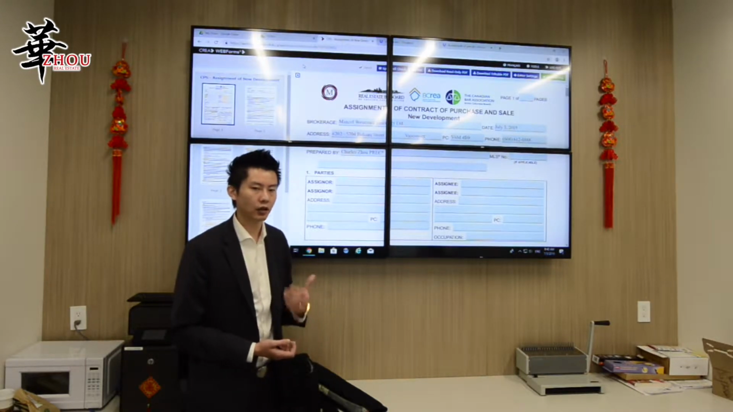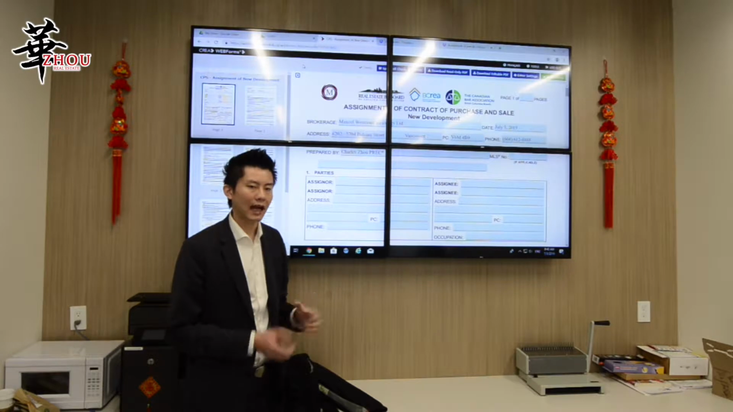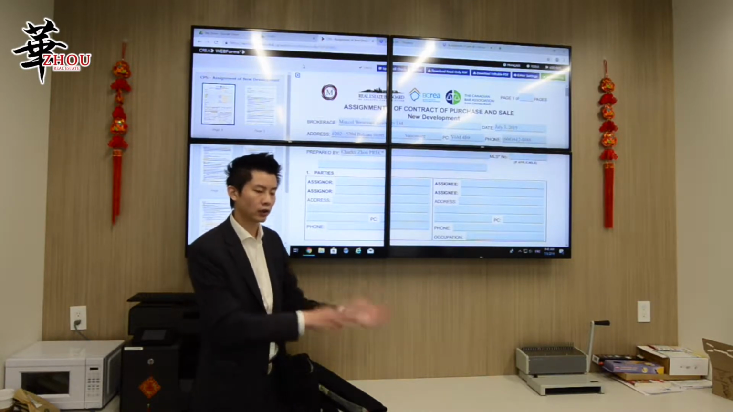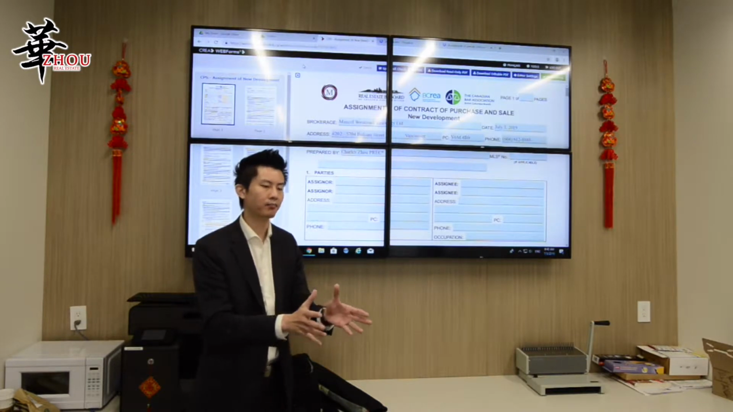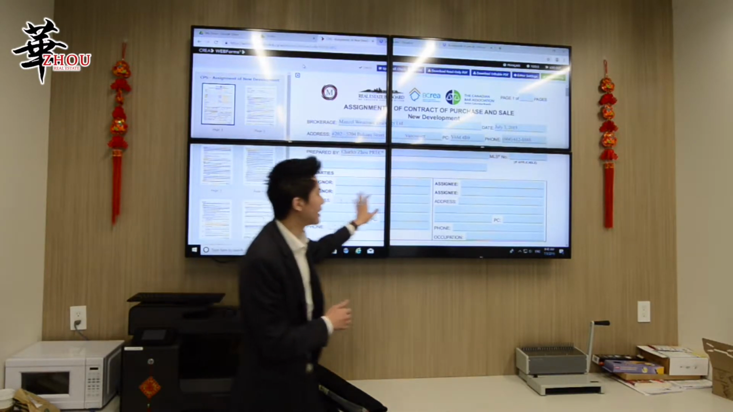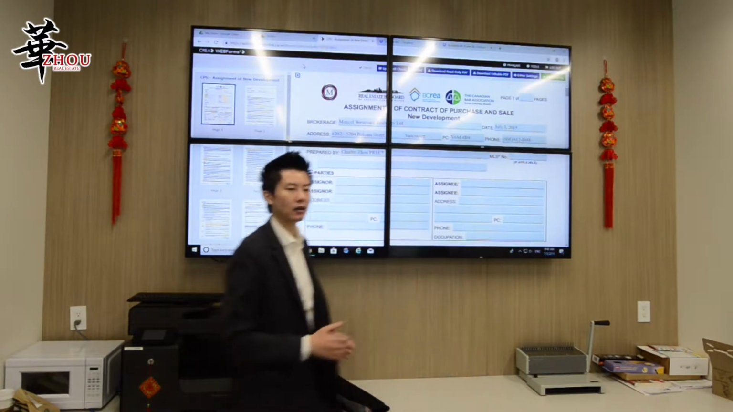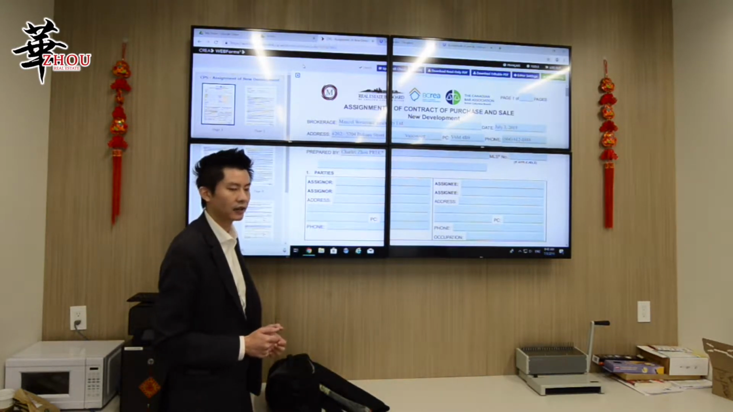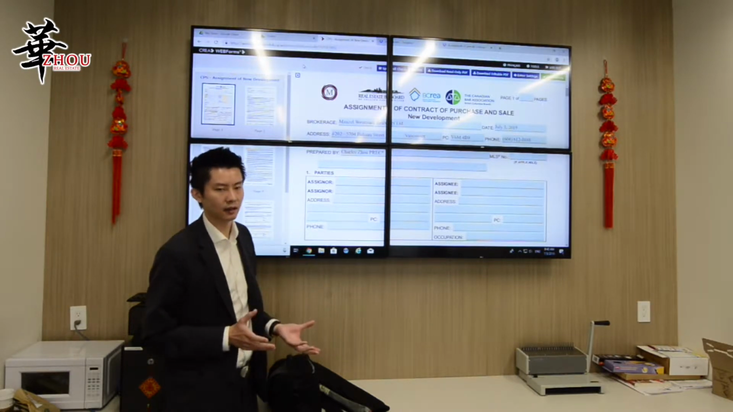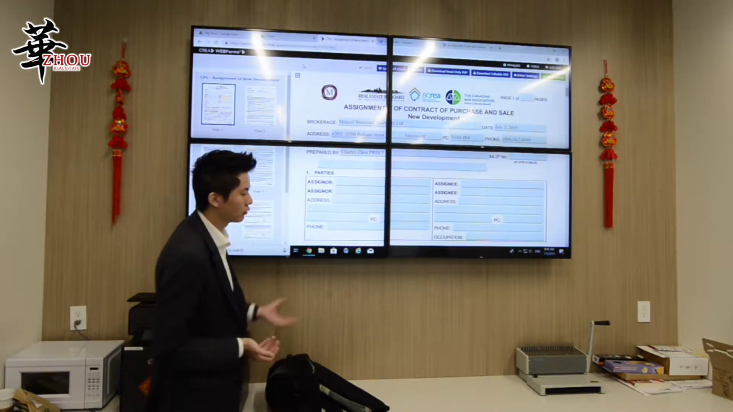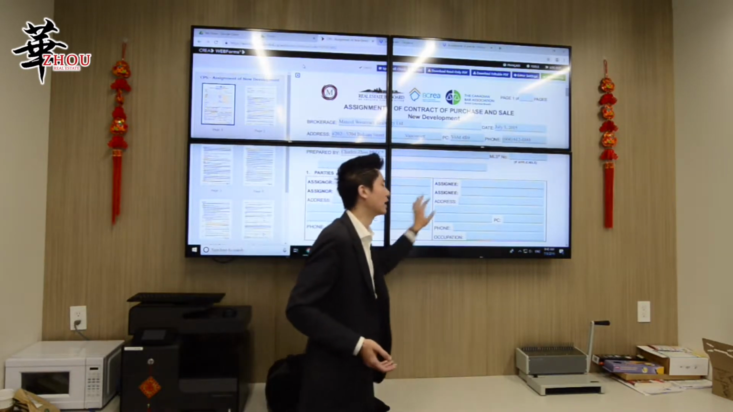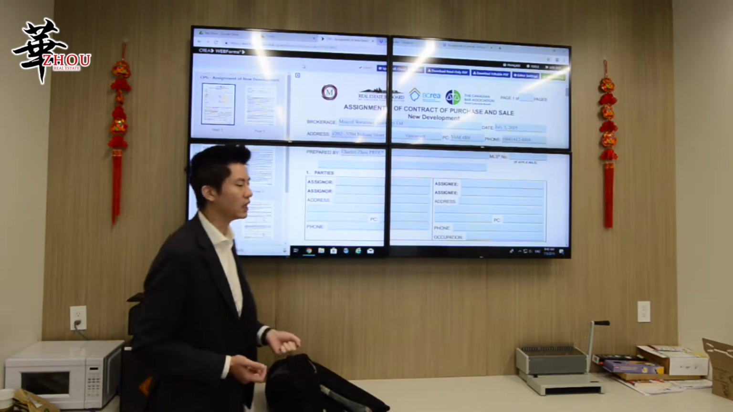For example, it could be the house seller who sold it to buyer A. Then buyer A becomes the assignor, and then the assignee is buyer B. Okay? Same as pre-sale. The developer is the original seller. The developer sold it to buyer A, who is the assignor, and then your client becomes the assignee, buyer B.